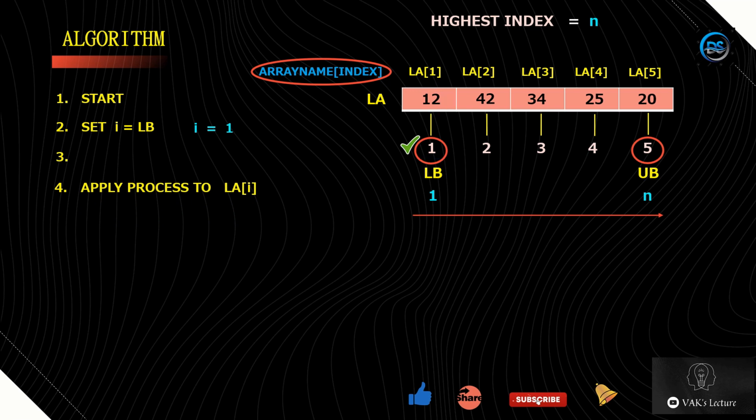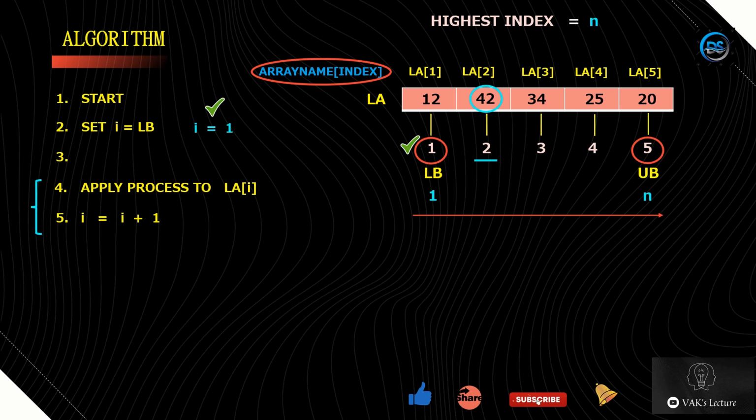Next, what do we do? We have to display the next element, that is 42, which is in index 2. To get this, we have to add 1 to the index 1, right? Already 1 is in I. So we have to increment the value of I by 1. So how to do? I is equals to I plus 1. Then we will get the next index position.